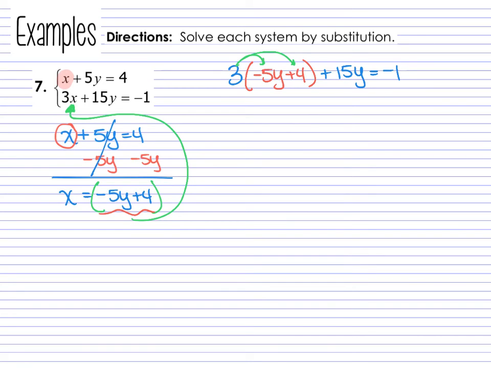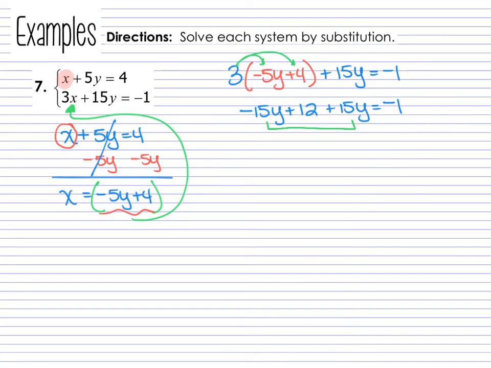So I have 3 times negative 5y gives me negative 15y. 3 times 4 is 12, so negative 15y plus 12 plus 15y equals negative 1. Now I'm going to combine the like terms. So on the left, my like terms are the ones that have a variable of y. So negative 15y plus 15y, those actually undo each other.